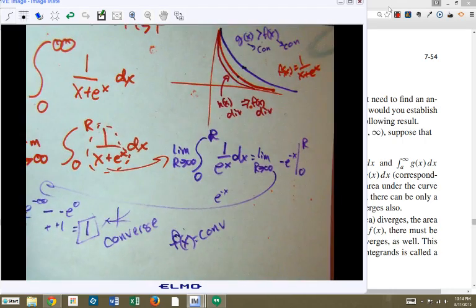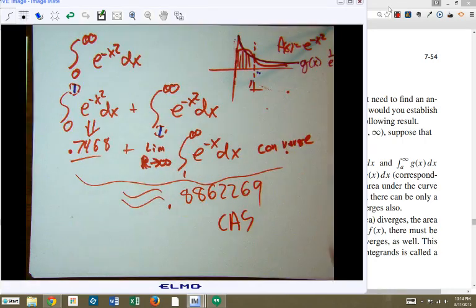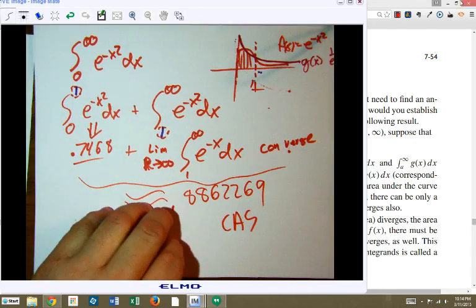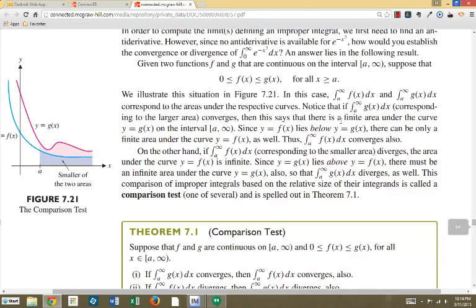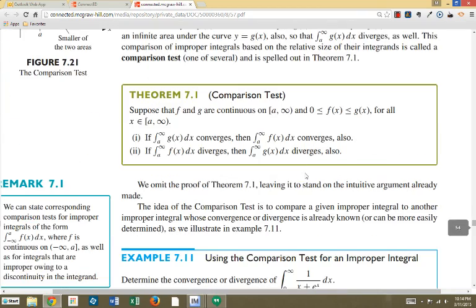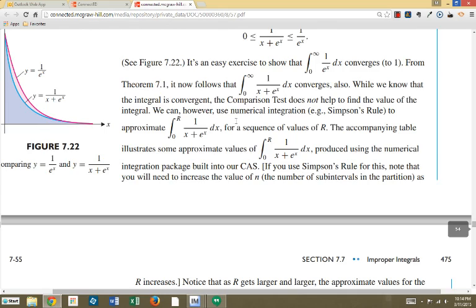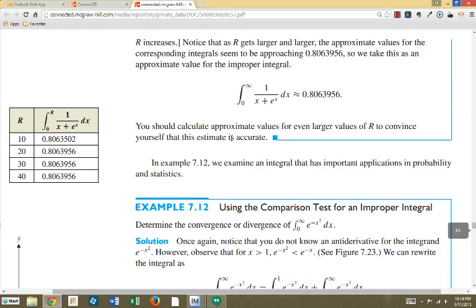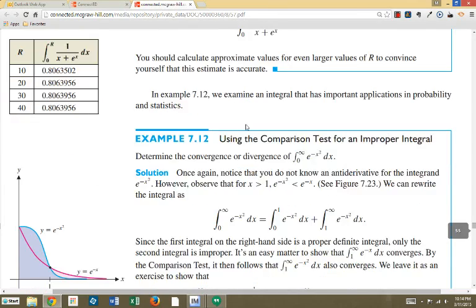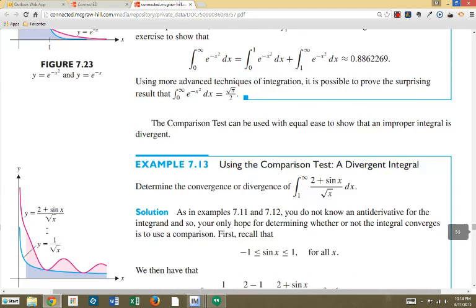The problem is, I don't know what it is exactly without a CAS system. So I can use the comparison test to determine whether something converges or diverges, but I can't tell you what it converges or diverges to. That requires use of a calculator. But you do have the official test, and it does work for both positive and negative infinity. This is one of the examples we looked at. You can use Simpson's rule to find an approximate value.